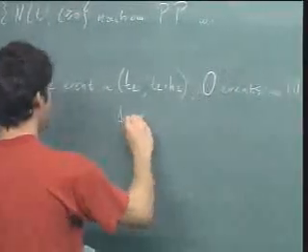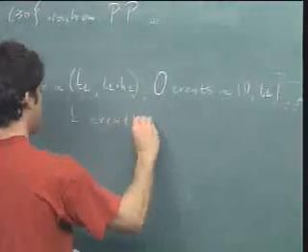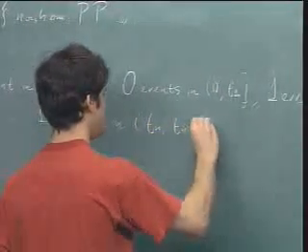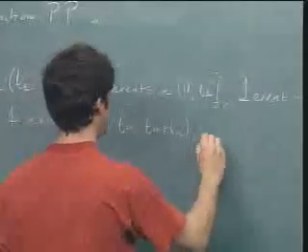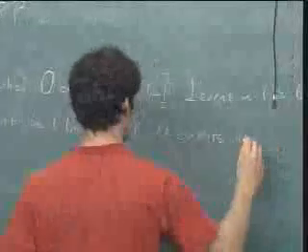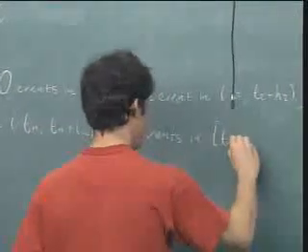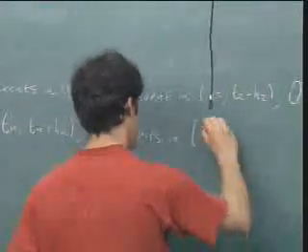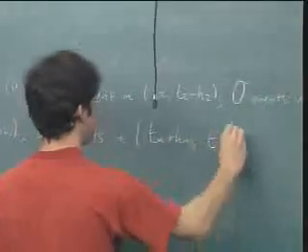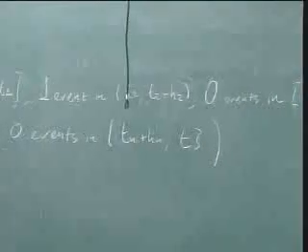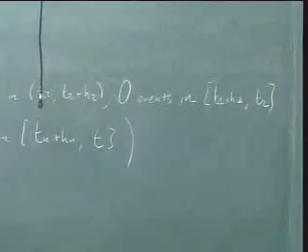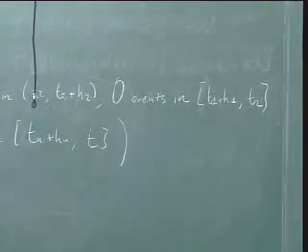Up to one event in tn plus hn, and 0 events in tn plus hn, and t. So this is kind of what the numerator is saying. So let's try and calculate it.